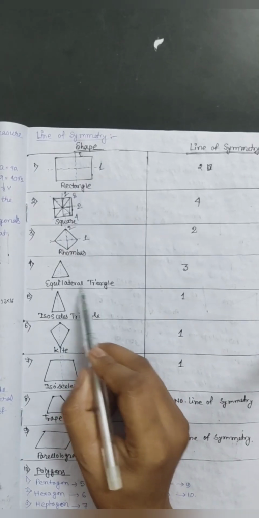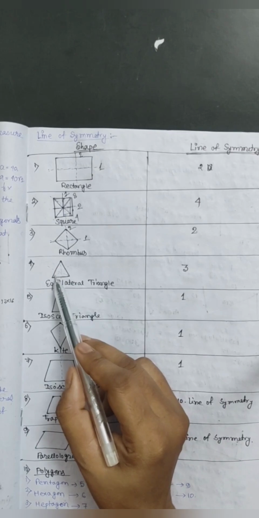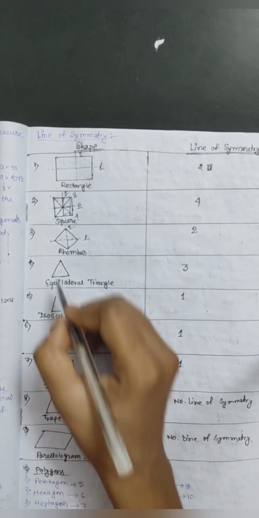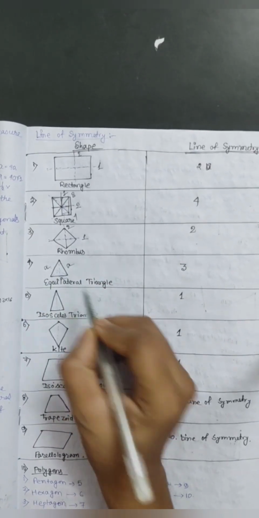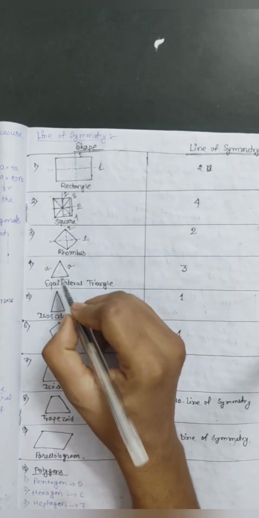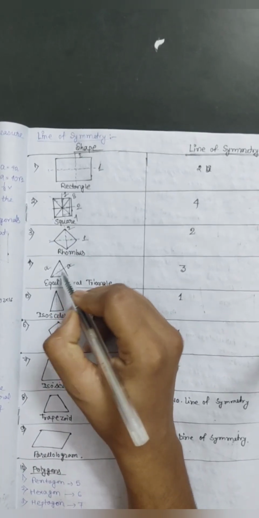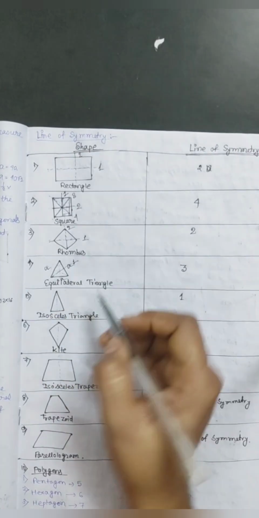Now equilateral triangle. What do you mean by equilateral triangle? Equilateral triangle means all the sides of the triangle are of equal length. That means if this side is A, then this is also A and this is also A. So for the lines of symmetry of an equilateral triangle, if we divide this triangle by this line, then we get two similar parts. So this one is the first line of symmetry.